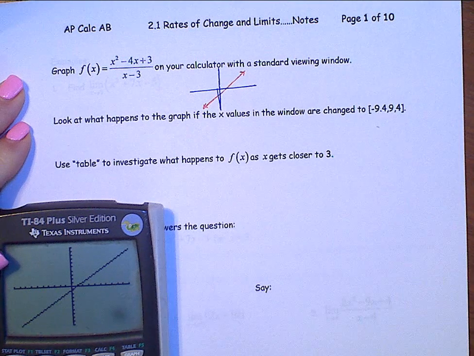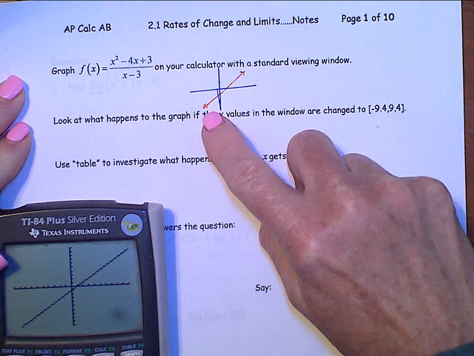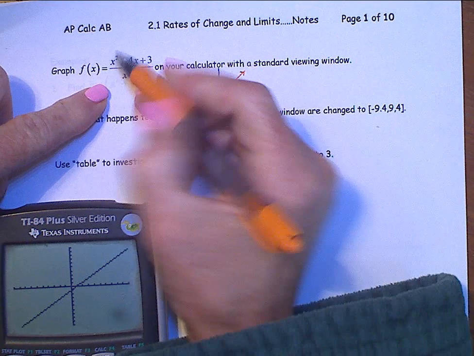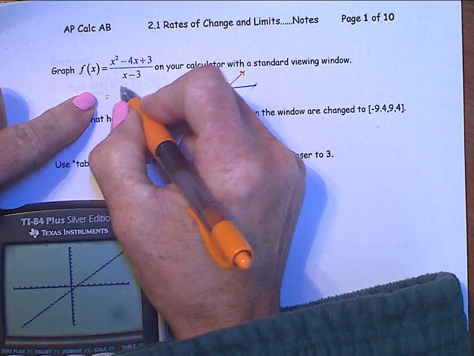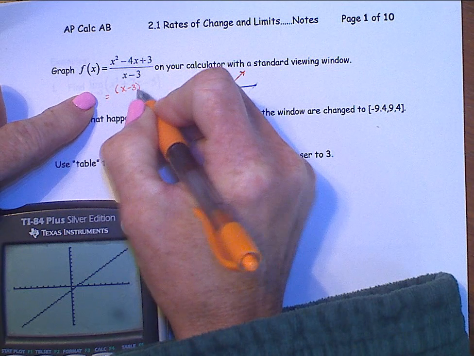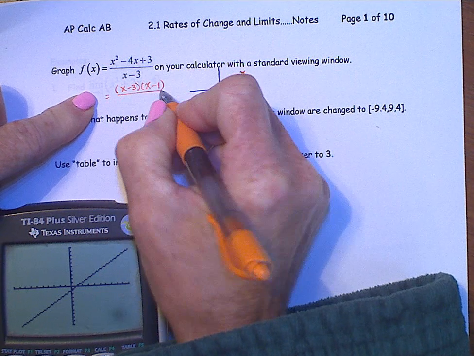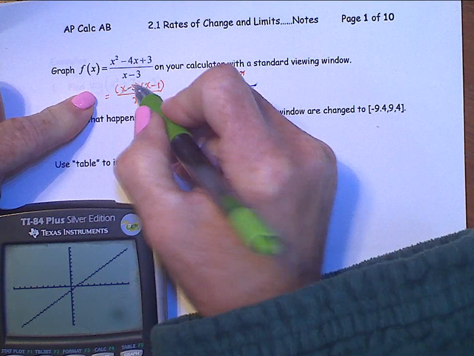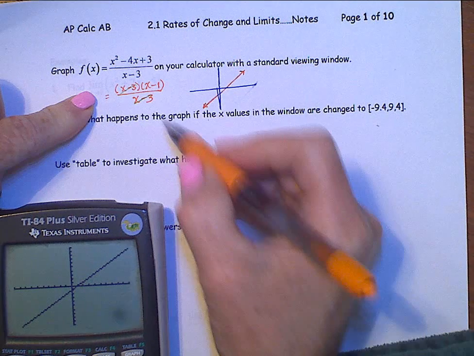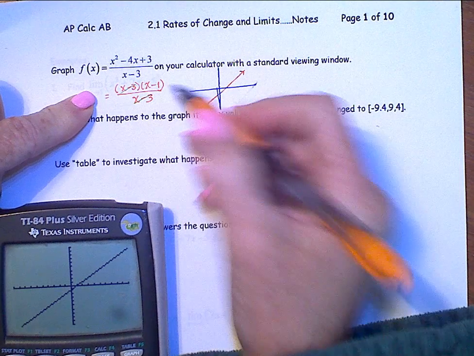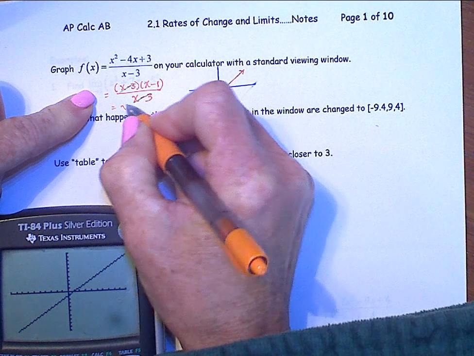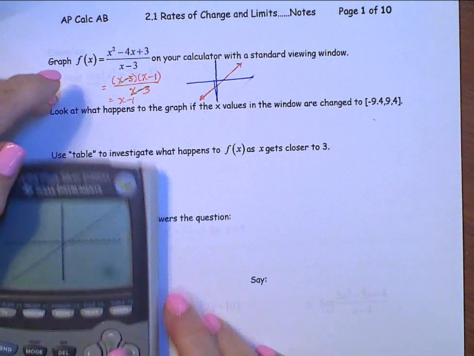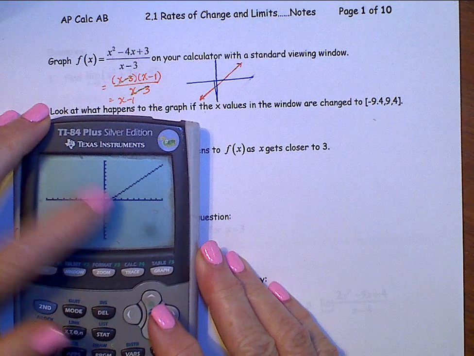Now, how might this equation come up to be this line? If we look at this function, it can factor into x minus 3 times x minus 1 all over x minus 3, and those x minus 3's then divide out, and we're left with f of x equals x minus 1. That makes sense then to see this line. We do see a y-intercept here at negative 1 and a slope of 1.